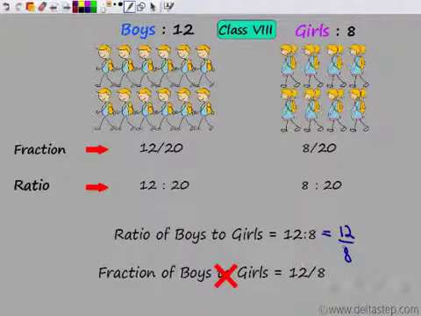So fractions are used when we have to compare some part to the whole, that is boys to the whole class or girls to the whole class. But when it comes to comparing two parts, which is boys and girls, then fractions should not be used. You should use ratios there because they make more sense when you compare two parts of a whole. So for comparing two different parts, we use ratios, whereas fractions are used only to compare a part to the whole.